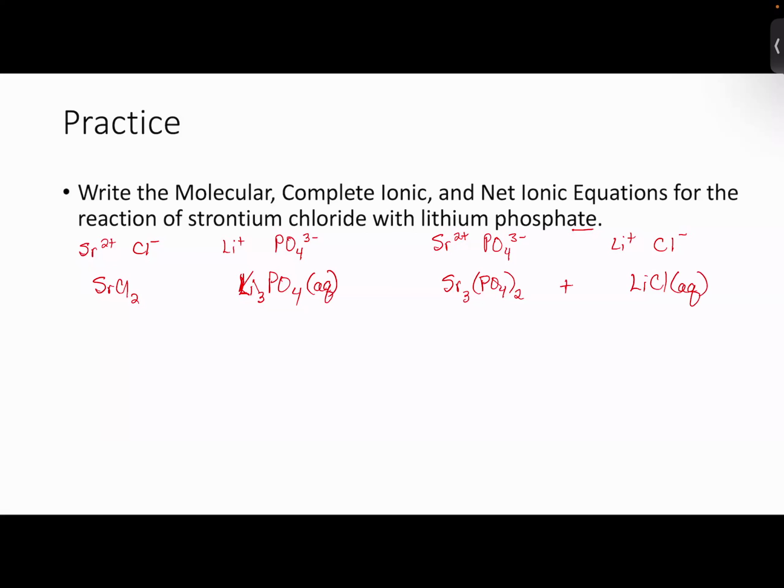Because it has group 1. The next rule deals with nitrates and acetates. So we move on to rule number 3. Rule number 3 says halogens are soluble unless it is silver, lead 2, or mercury 2,2+. Since this is none of those, that means that it follows the solubility rules, and therefore this is aqueous.